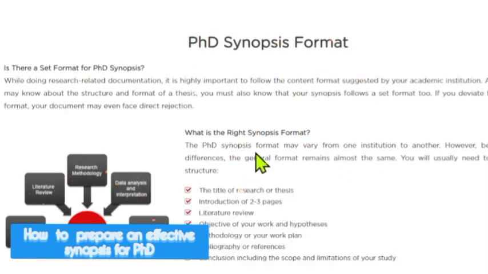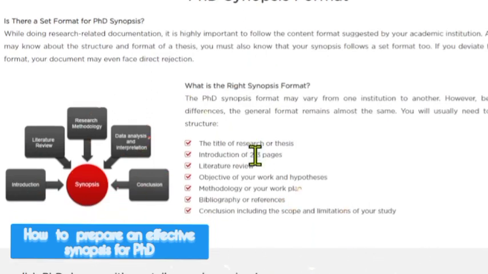Now, these are important points which you should follow: the title of the research or thesis, an introduction of roughly 2 or 3 pages, literature review, which again forms a very important part of any research, objectives of your work and hypothesis, methodology or your work plan, bibliography, and limitations. These are all important points.